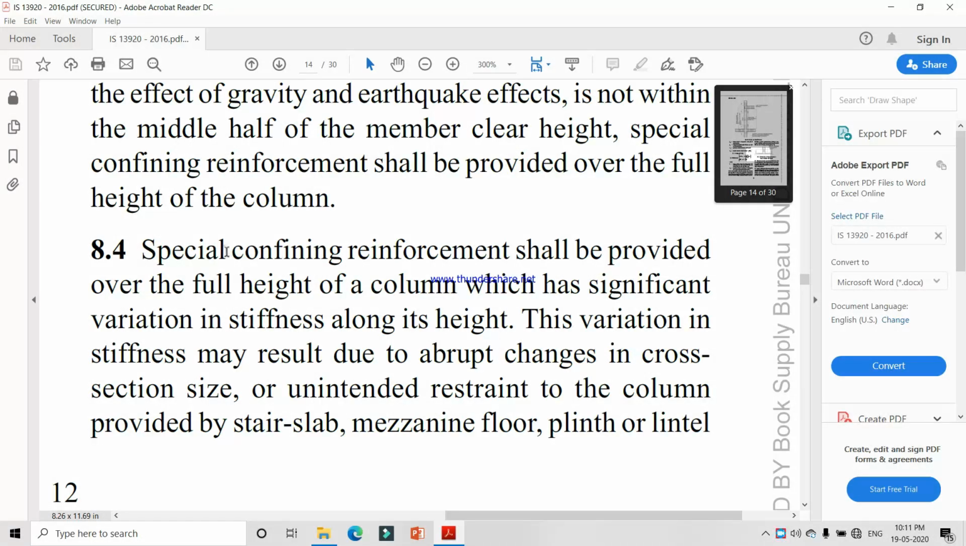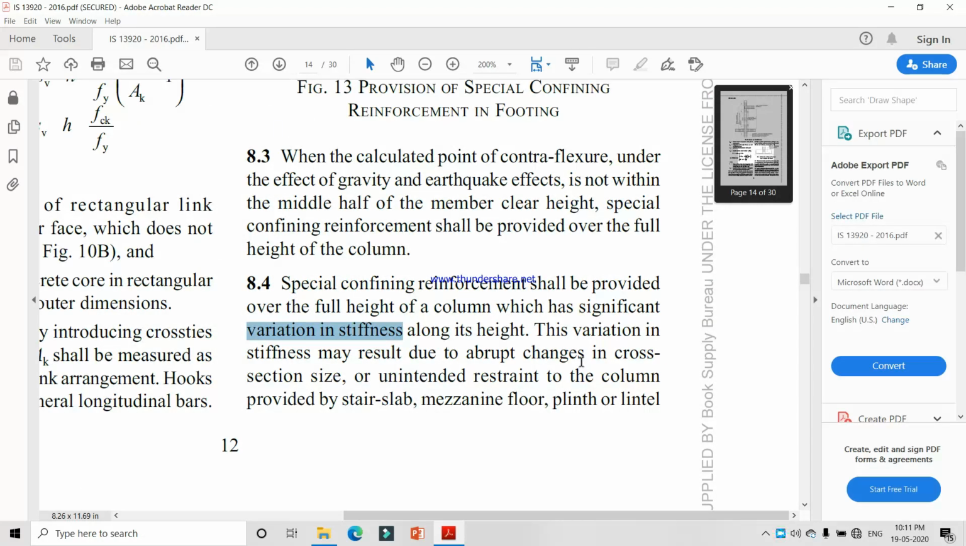We are doing specially confining reinforcement over the full height of the column when the variation of stiffness is happening throughout the height. These are only due to the abnormal changes in the cross section size. If the sizes vary, we have to do the confining over the total dimension of the column or beam.